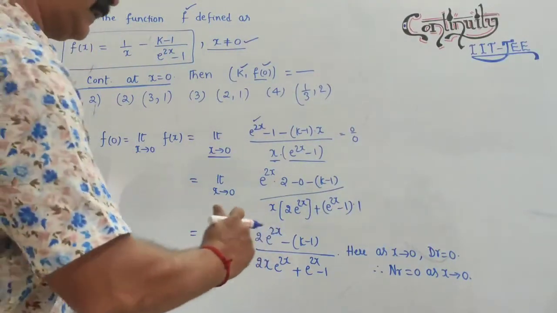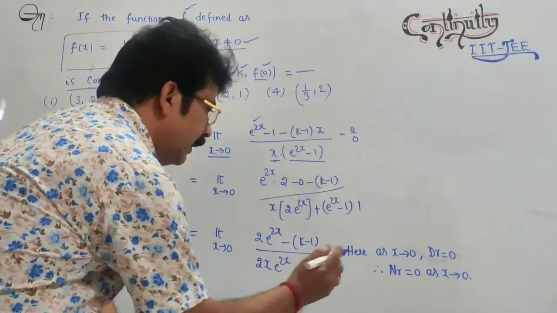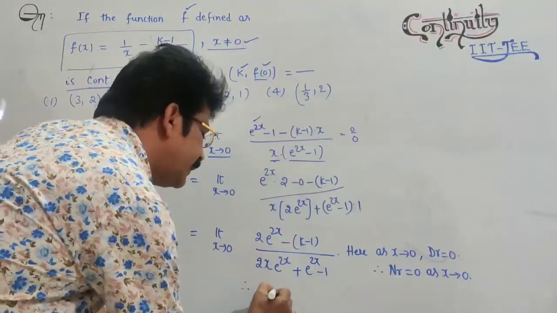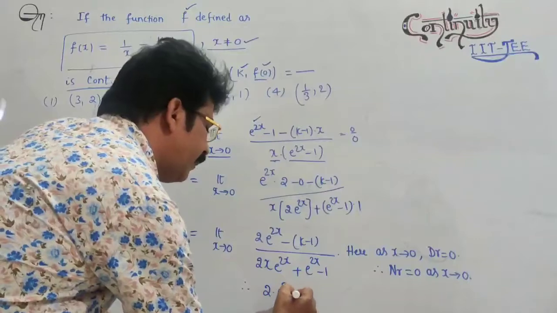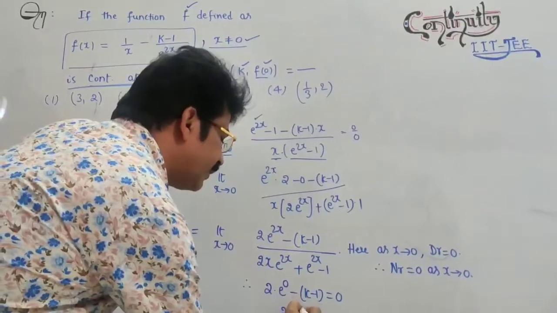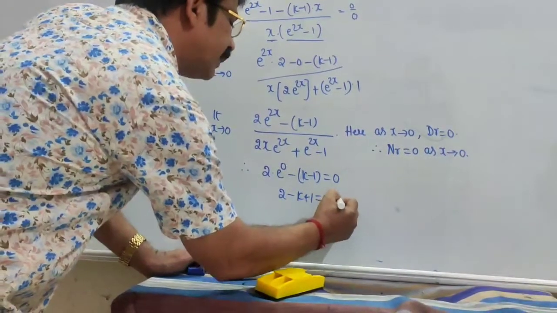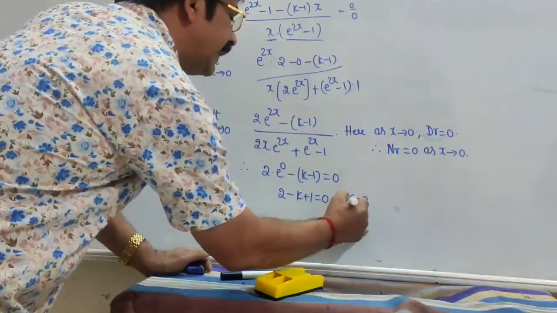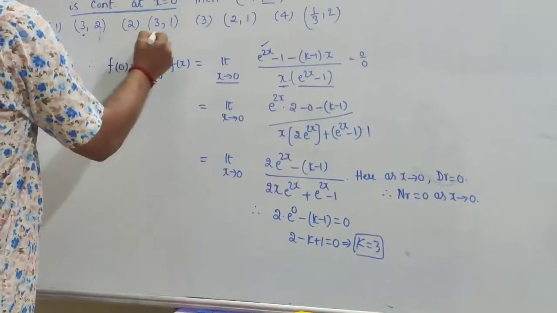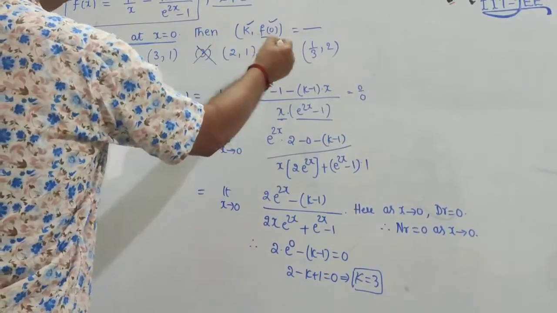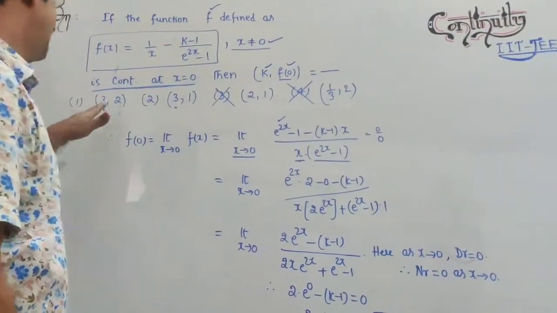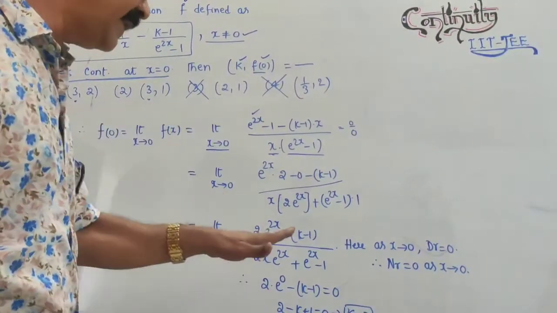Already I said this is a shortcut. So therefore here as x tends to 0, put x equal to 0, denominator 0. So therefore 2 into e power 0 minus (k minus 1) is also equal to 0. So 2 minus k plus 1 equal to 0, then k equal to 3. So we got one value, k value 3. Here is k equal to 3. So therefore definitely the third and fourth options are wrong. Our correct answer will be in either the first option or the second option. Okay, k is equal to 3.